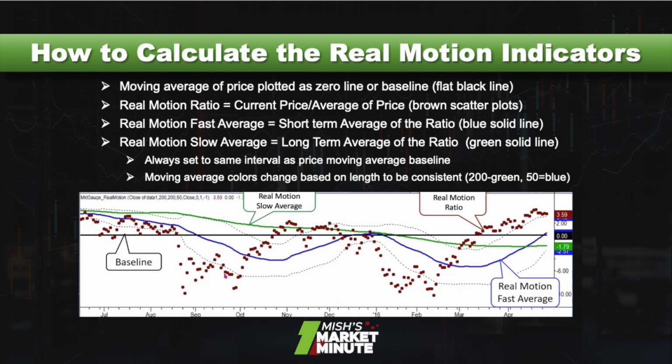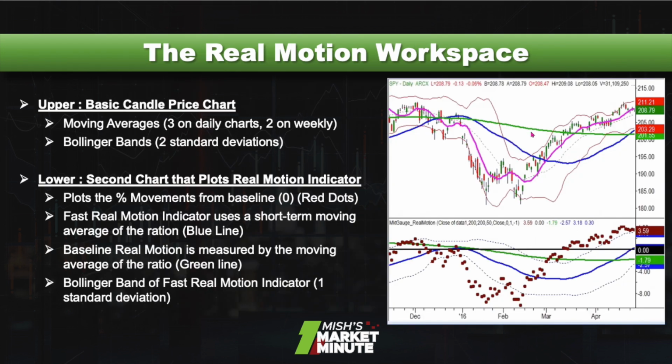So when you put this all together, you can see basically how these indicators work. So now we also have here a regular chart of the SPY and then the real motion chart of the SPY. So you can see on this one, we have the 50-day moving average, which is blue. The green is the 200-day moving average. The magenta is the 10-day moving average. I don't often show you that. We also have Bollinger Bands that we don't use that much, but I use them on the real motion, and I use them on a monthly chart in my own personal workspaces. But you're going to see them here. These are two standard deviations.